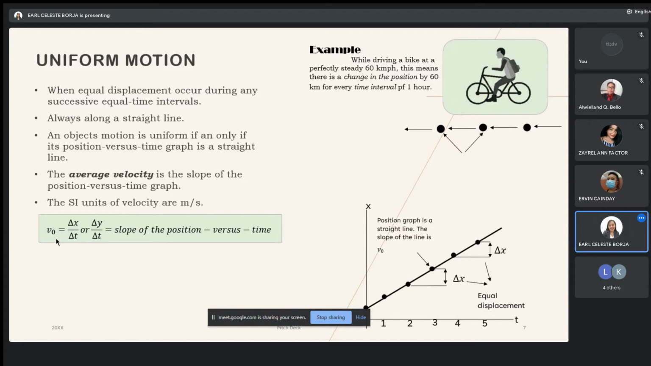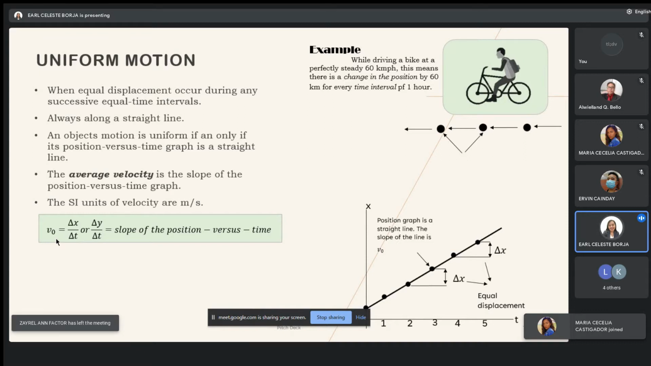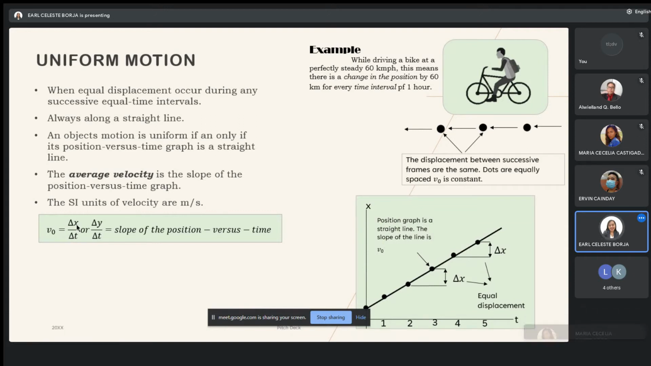Okay, example. While driving a bike at a perfectly steady 60 km per hour, this means there is a change in position by 60 km for every time interval of 1 hour. As you can see, the dots show equal displacement. The displacement between successive frames is the same. Dots are equally spaced, velocity is constant.